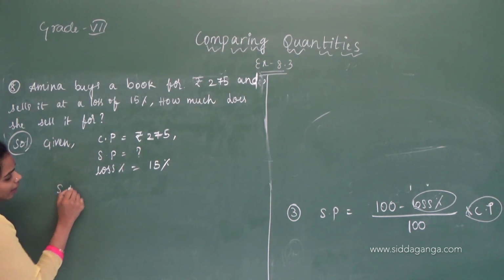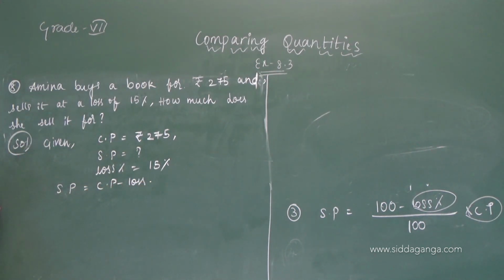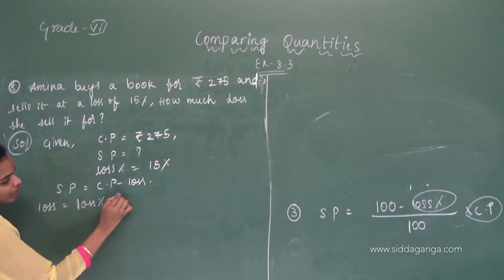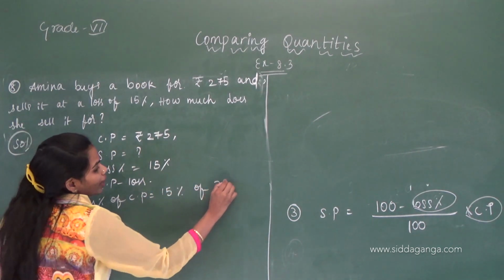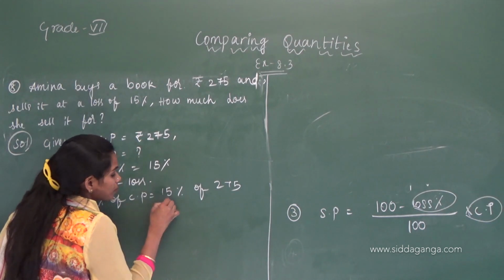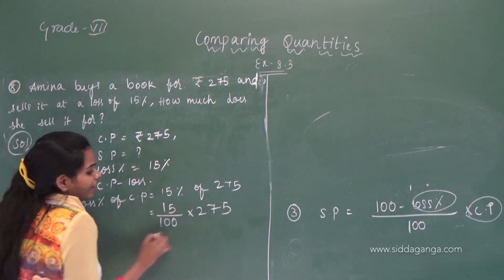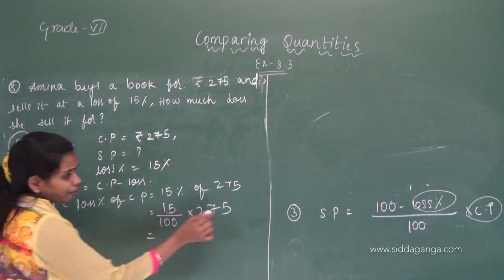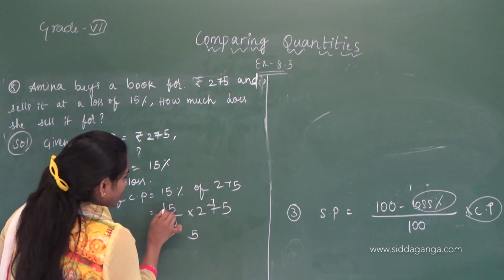We know that SP equals CP minus loss. And also we know that loss equals loss percentage of CP. What is loss percentage? 15% of 275. 15% means 15 by 100 into 275. What is 15 by 100 into 275? 15 5s are? 15 7s are?